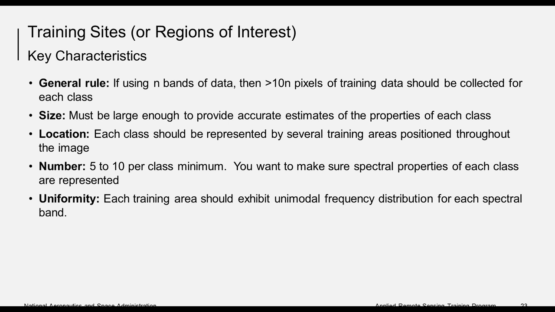It's also important that you have more than one training site per class. Again, to capture all the spectral variation in a particular land cover class, you definitely want to have more than one training site per class, and ideally maybe 5 to 10 per class minimum. And lastly, and probably most importantly, each training site should have fairly homogeneous pixels. The idea with all of these rules is to make sure that you're capturing the variability of each class, but not too much variability.